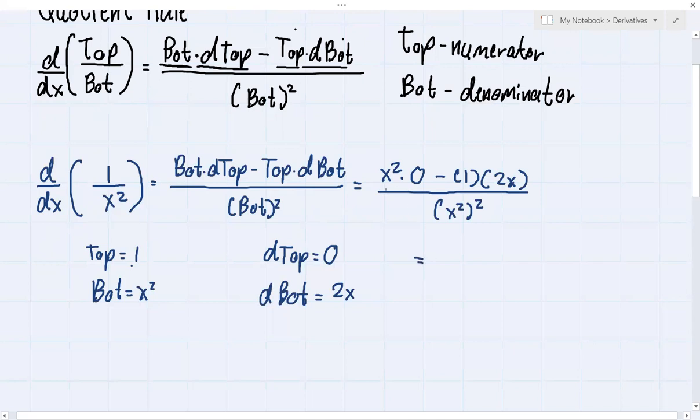So now let's simplify. X squared times 0, this would be cancelled kasi magiging 0 na to. So we have 0. Okay, let's go. So we have 1 times 2x. So magiging minus 2x lang siya. All over, eto, square ng x squared, this would be x raised to 4.